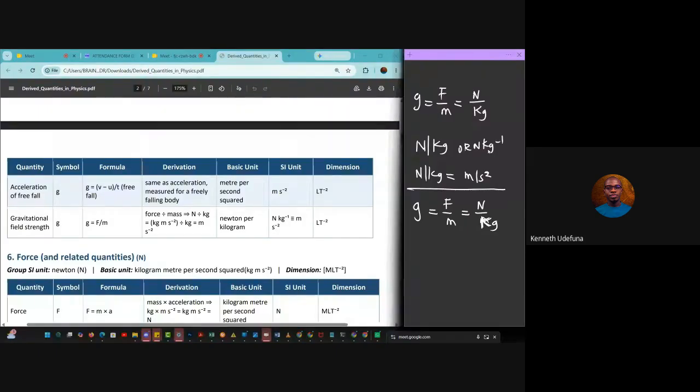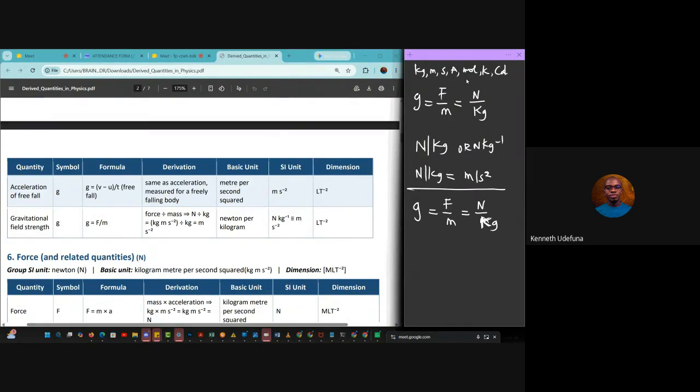Yes, you're correct. Now you observe that this Newton is not among your basic units. Remember the basic units that we have: kilogram, meter, second, ampere, mole, Kelvin, candela. These are our basic units. You now discover that this Newton is not among these basic units.